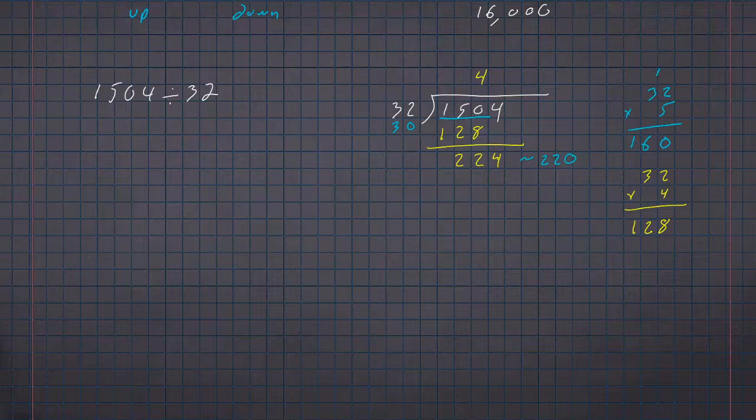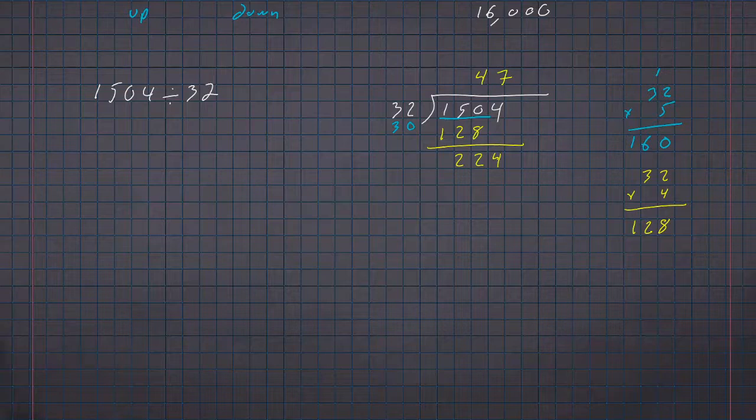All right, and then we start trying to think through what we might be able to use. Well, 3 times 7 is 21. So 30 times 7 would be 210. That's smaller than 224. 3 times 8 is 24. So 30 times 8 would be 240. That's too big. So it looks like 7 is likely to work.